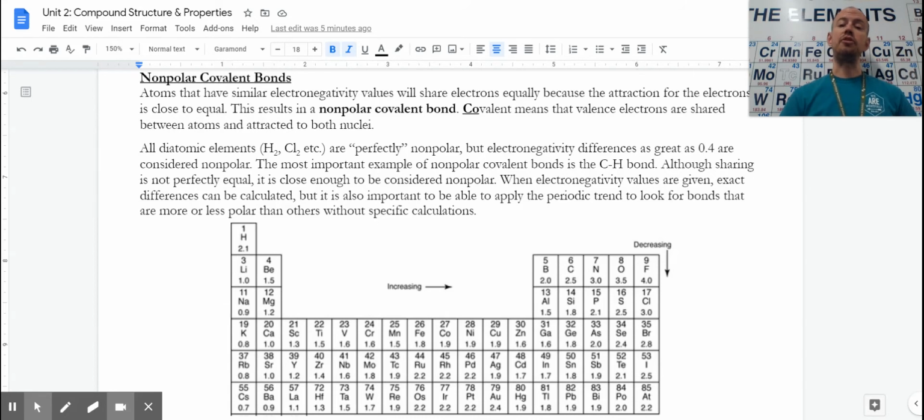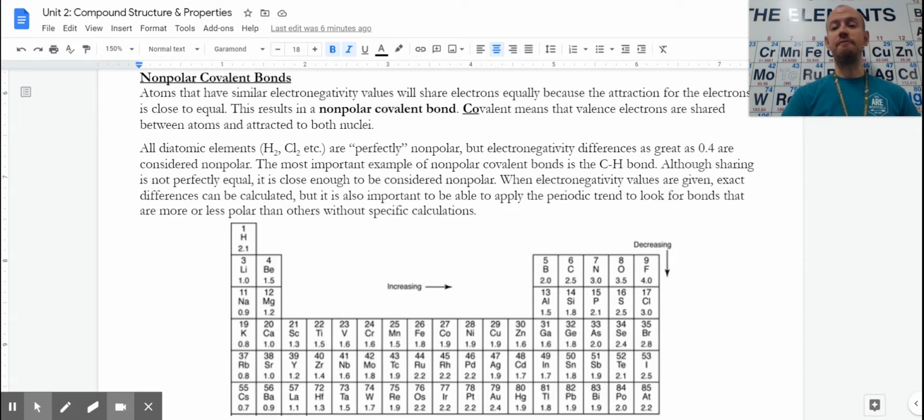So sometimes you would be given exact electronegativity values, asked to subtract them, and determine if something is polar or nonpolar. You can be given the whole chart like this, or you could be given just a few specific values. Other times you are not given the entire chart or periodic table, and you're just supposed to compare or make some generalizations.